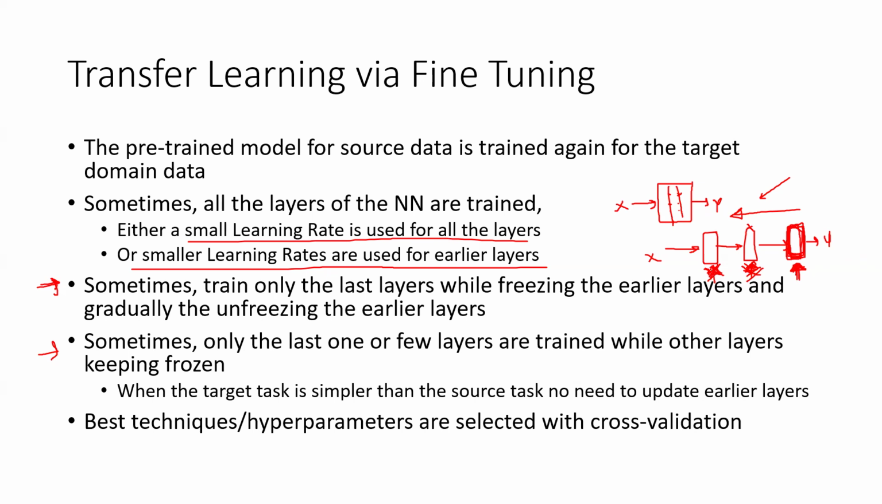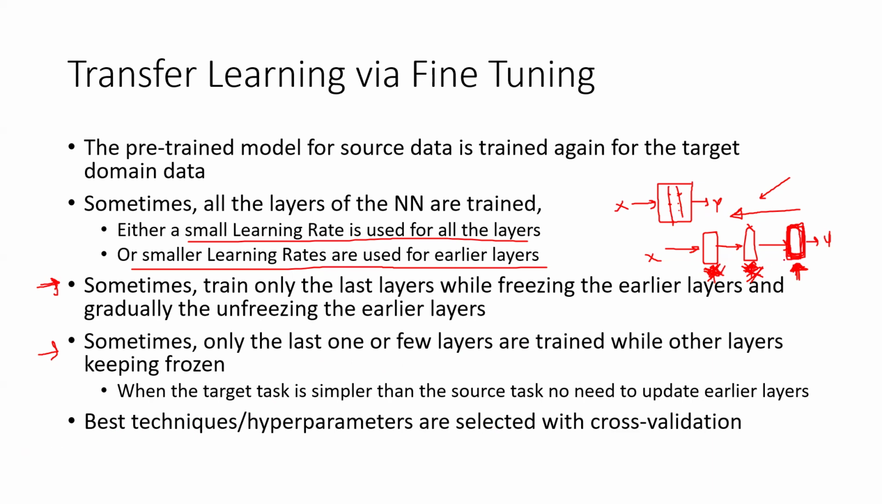So if it is related to the higher level features, maybe you can only unfreeze the last one or two layers, while keeping the other layers frozen, and train the model. So that is another way of fine tuning.